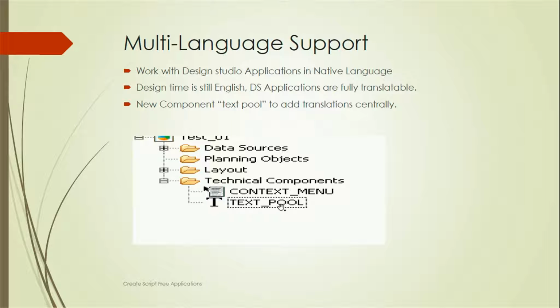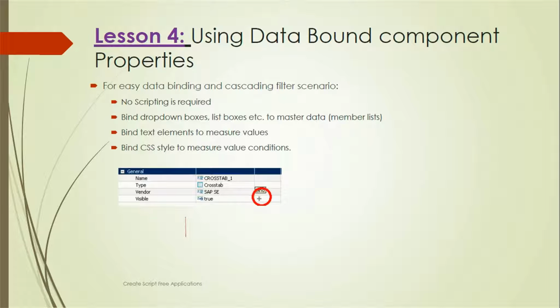Okay, so this was all about the container components. Let's come to lesson 4, using data bound component properties. Data bound is one more component property which is available to almost each and every component. This is very useful, and why is this data binding needed?